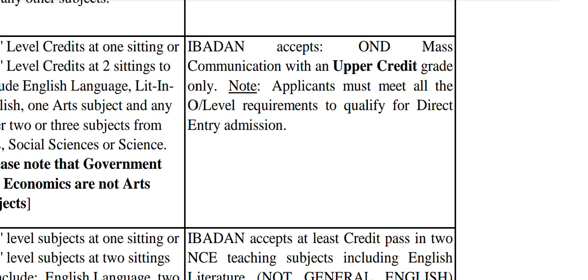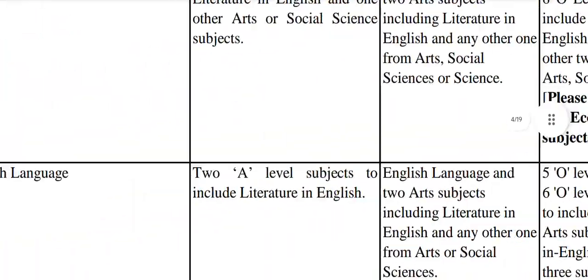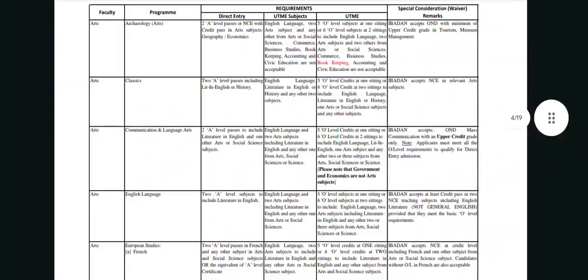So University of Ibadan will only accept at least upper credit grade for those who are using OND in mass communication to apply for communication language arts. So if you have anything lower than upper credit, just forget about it. Although you may have distinction, but at least you must have upper credit grade. And also that applicant must meet all the O-level requirement to qualify for direct entry admission. So you should have this O-level requirement in addition to your OND.